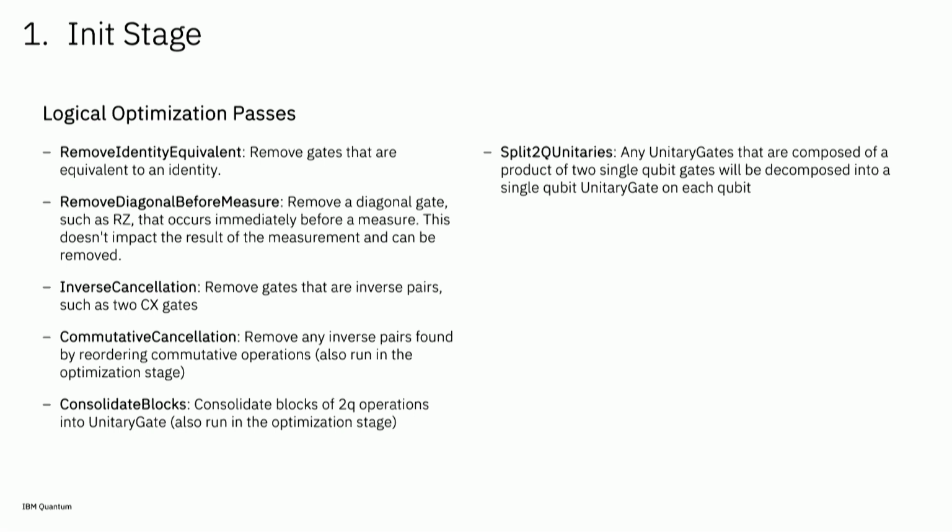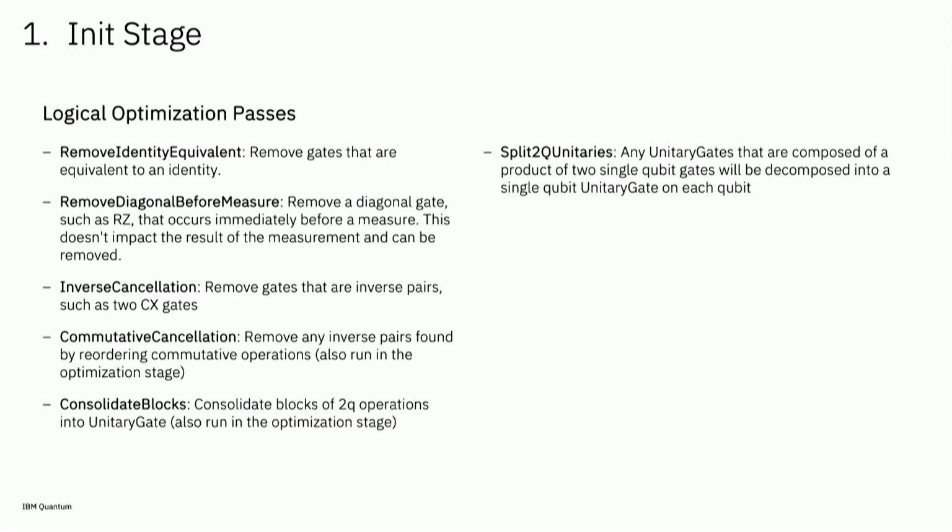Then there's a remove diagonal before measure pass, which similarly looks for a diagonal gate that's right before a measurement. And because the diagonal gate wouldn't affect the outcome of a measurement, we can remove that operation and just save an operation. So this just looks for measurements and then looks at the immediately preceding gate and checks if it's a diagonal. And if it's a diagonal, we can remove it.